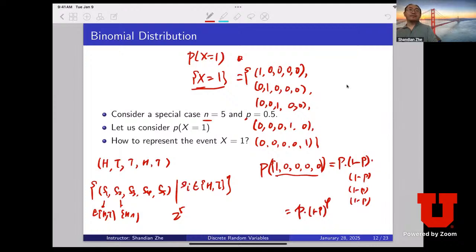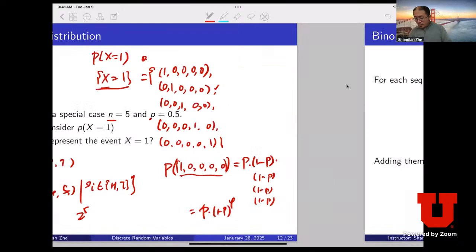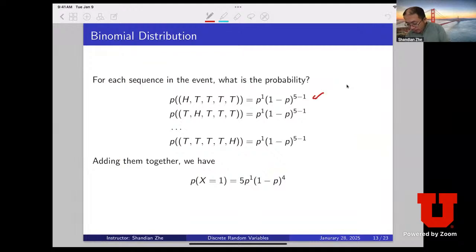Does it make sense? And similarly, when you calculate the probability of the second sequence, what's that? It's the same. So you see that actually every sequence in this event has the same probability. You have 5 sequences in this event, then add them together, and you get the probability of X equals 1, which is 5 times p to the power of 1, times (1 minus p) to the power of 4.